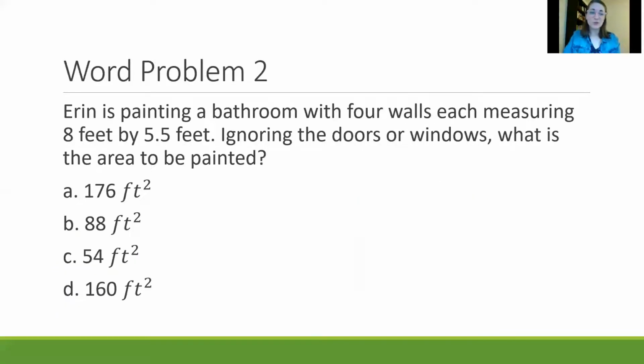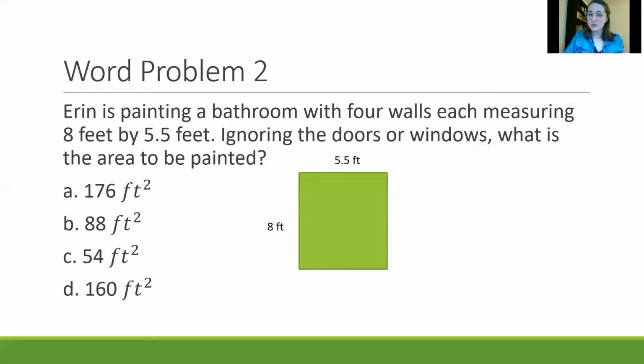For word problem 2, it says, Aaron is painting a bedroom with 4 walls, each measuring 8 feet by 5.5 feet. Ignoring the doors or windows, what is the area to be painted? So again, I see that we're painting something and we're getting the area of that. So area is a keyword, and then my measurements are keywords. And the other big thing here is I need to pay attention to any numbers that are written in their word form. So do you see in that first line where it says 4 walls? That's going to be important information too.